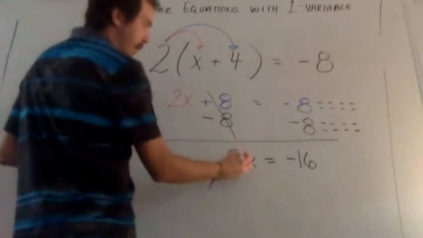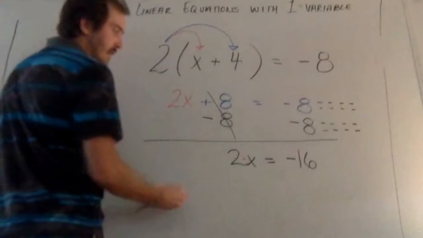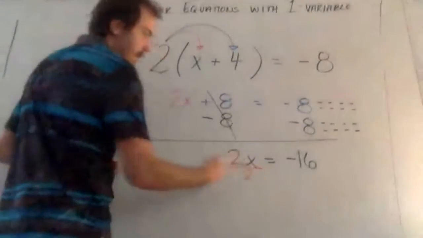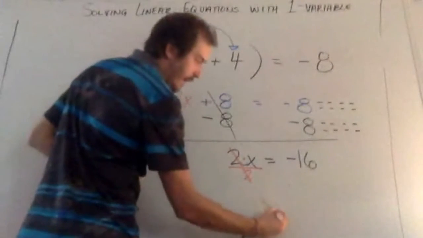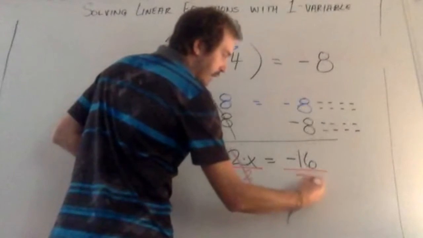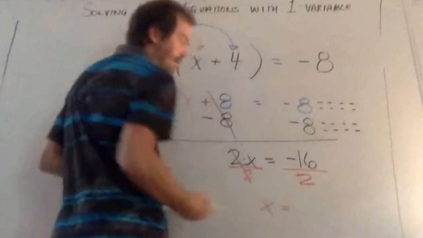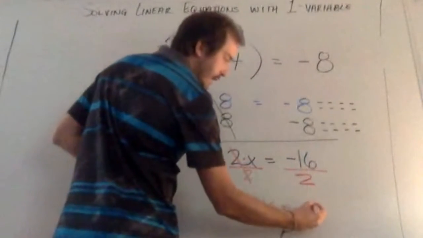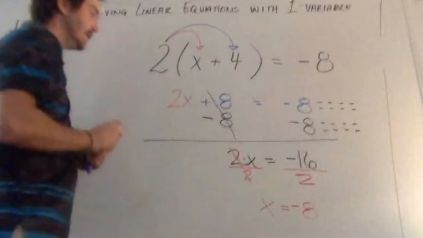Remember again, we have 2 times x. What's opposite of multiplication? Division. So I divide by 2 to get x all by itself. I divide my negative 16 by 2 as well. 16 divided by 2 is 8. So x equals negative 8.